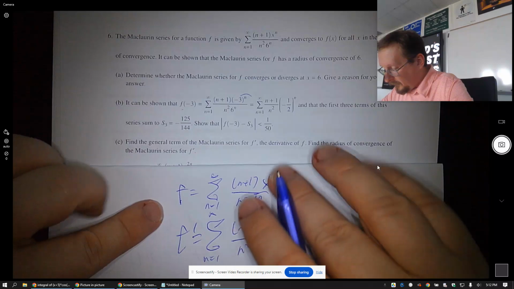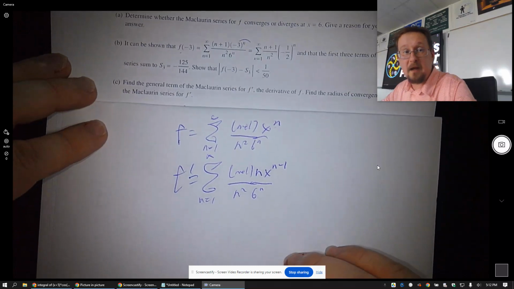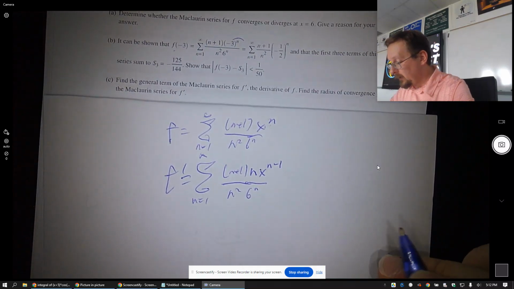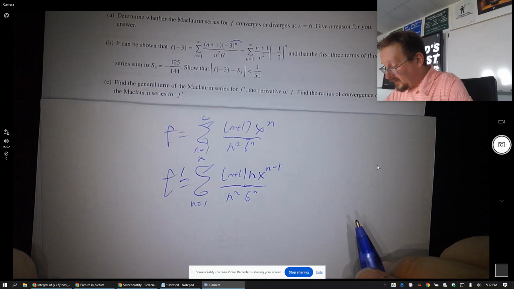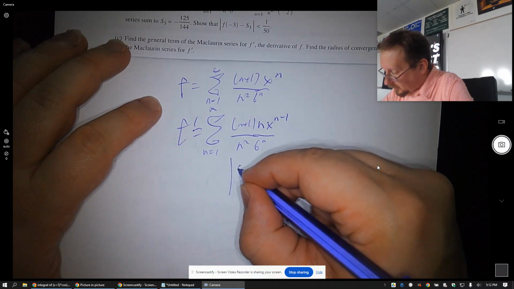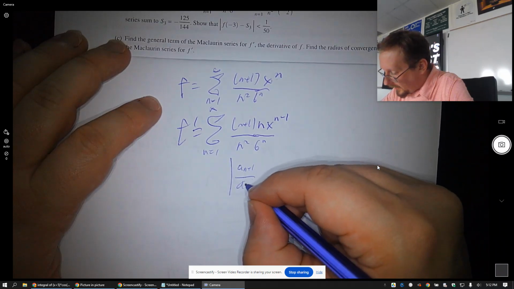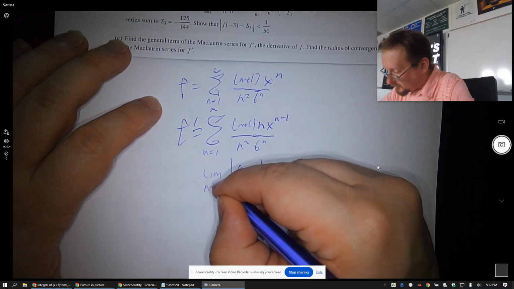Okay. Find the radius of convergence. I'll bet you it's the same thing. I'll bet you it's going to be 6. Let's have a look here, okay? So whenever I do a radius of convergence, I'm always going to do a ratio test, and it's going to go something like this. We're going to look at a sub n plus 1 over a sub n. It has to be less than 1. We're going to take the limit as n goes to infinity.